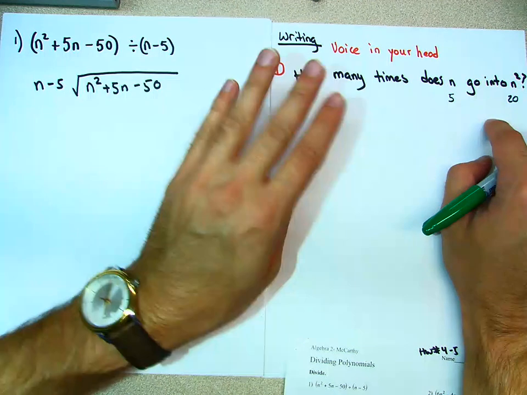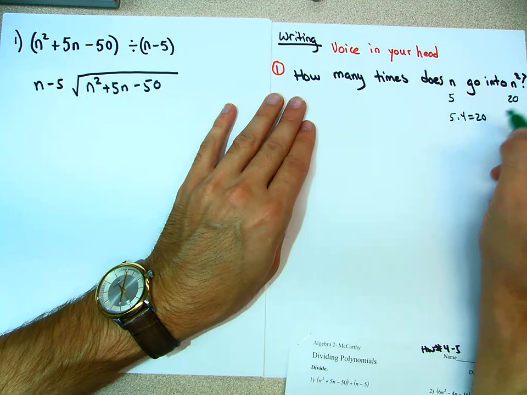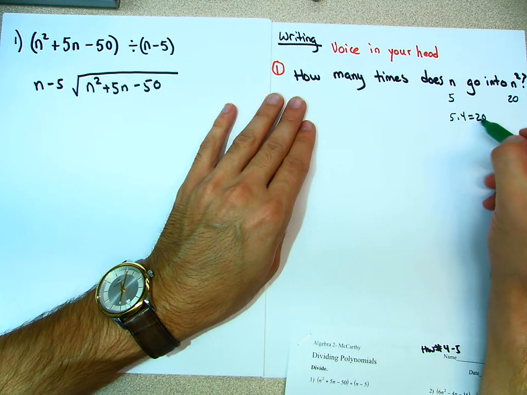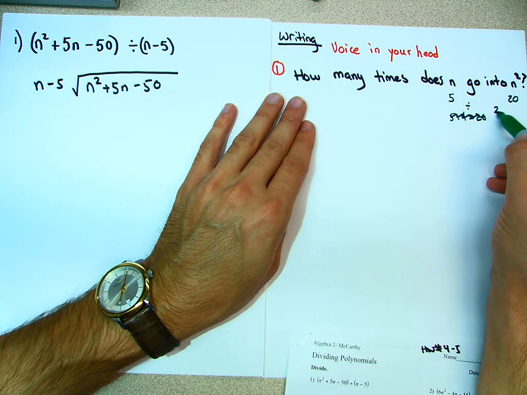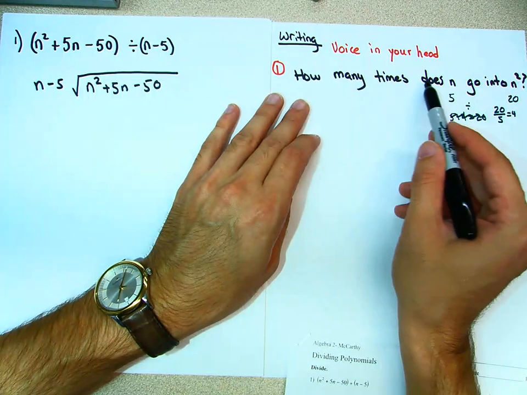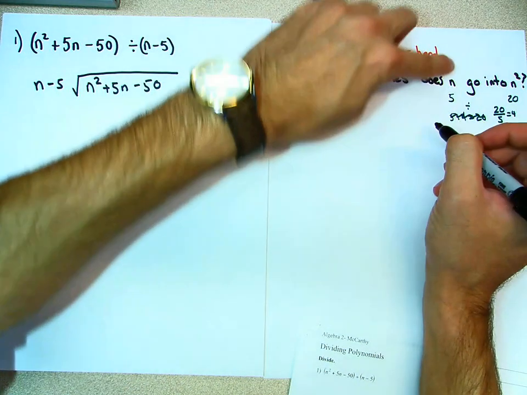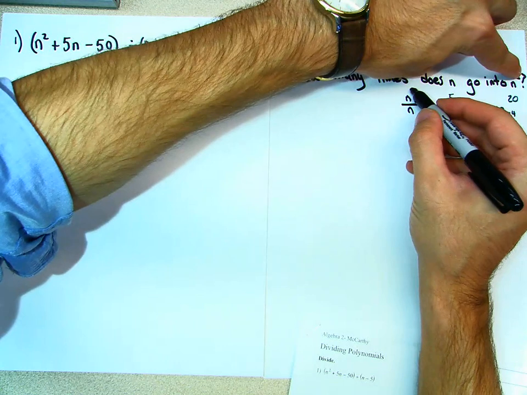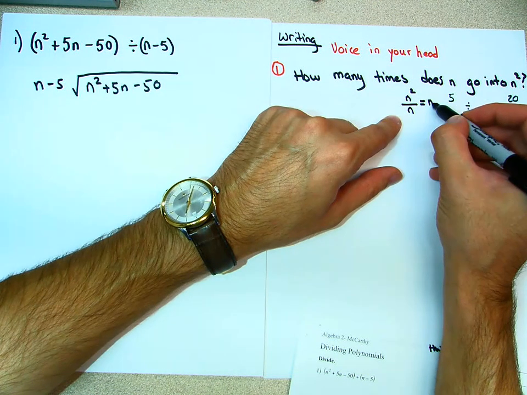And you say, okay, Mr. G, it's 4. And if you say, Mr. G, it's because it's 5 times 4 equals 20, that's not 100% correct. Yes, that's correct, but the way you want to think about it is through division. How many times does 5 go into 20? The way you do this is 20 divided by 5 is 4, right? So here, if I say how many times does n go into n squared, you have to do n squared divided by n. And n squared divided by n is n.